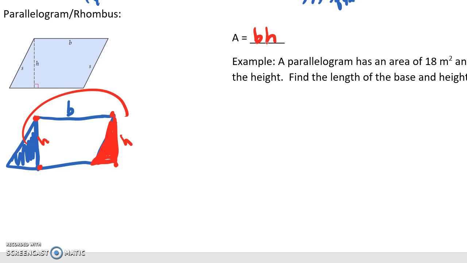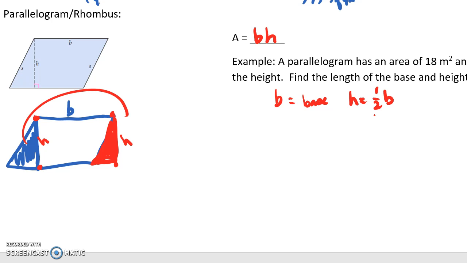So here's another example where I just put in a couple different things. A parallelogram has an area of 18 meters squared and a base that is half the height. Find the length of the base and the height. So the base is half as, I'm sorry, I guess it should be half as tall. A little typo there. So if this is the base, right? If the base is B, then the height is going to be half B.